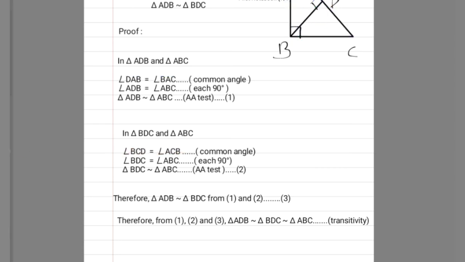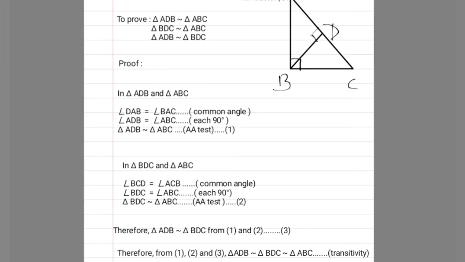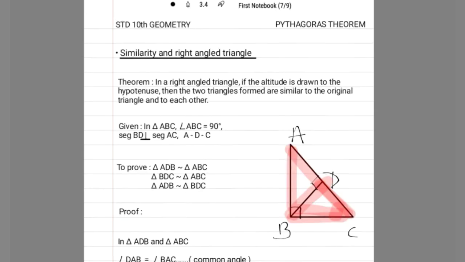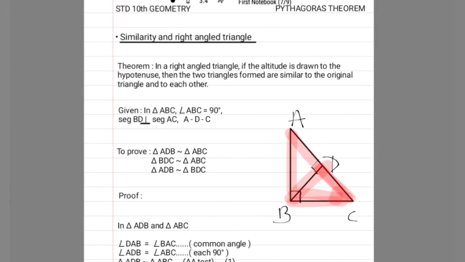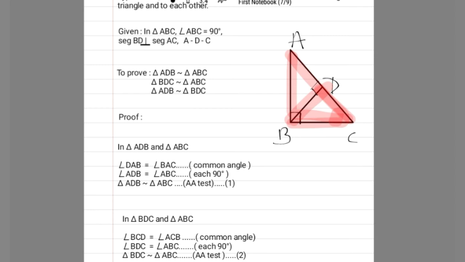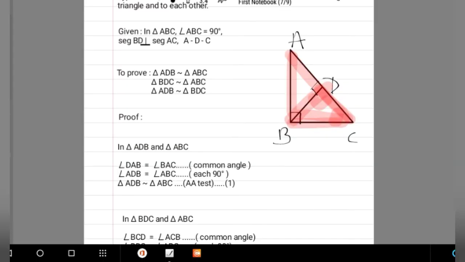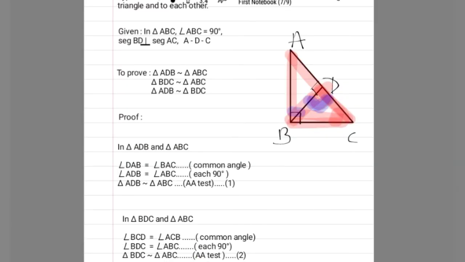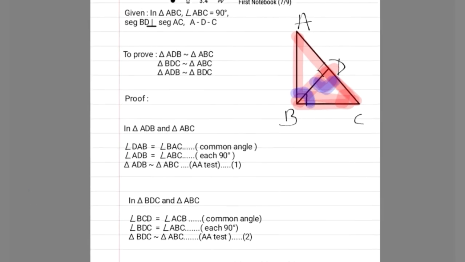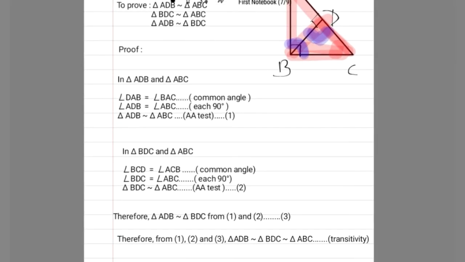Wait, let me erase this, it may be confusing. So these two triangles, this angle for both the triangles will be similar or congruent, right? So this angle becomes common angle. The next thing is, this angle is again 90 degree here. This angle is 90 degree, right? And this angle is also 90 degree. So it again becomes congruent to each other, these two angles.